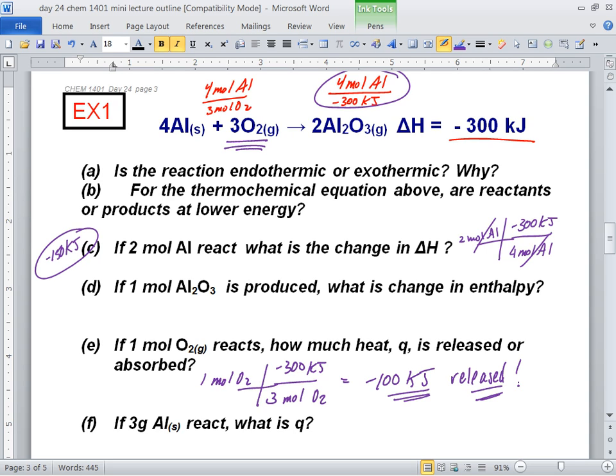Write Al up here, and then moles of aluminum and kilojoules up there. Yeah, you got your podcast. You can just work on the homework. All right? Make use of this darn thing.